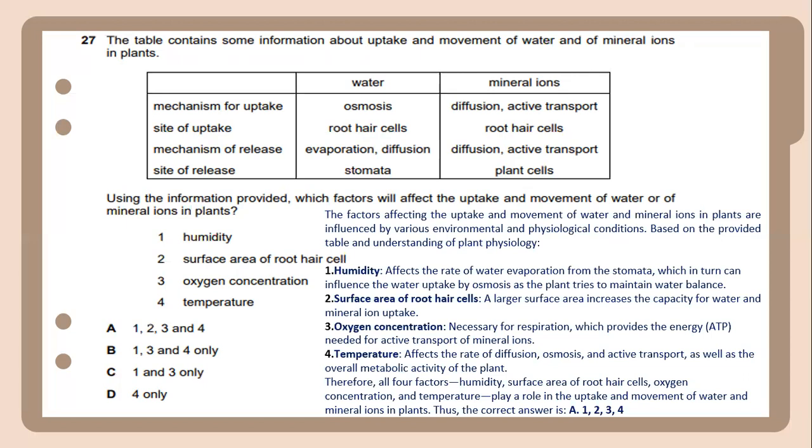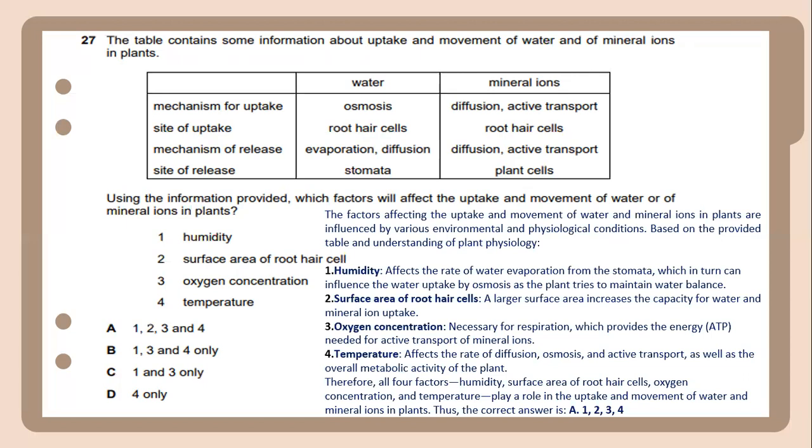And number 27, the table contains some information about uptake and movement of water and mineral ions in the plant. Using the information provided, which factors will affect the uptake and movement of water and mineral ions in the plant? Whether humidity, surface area of the root hair cells, oxygen concentration, or temperature.